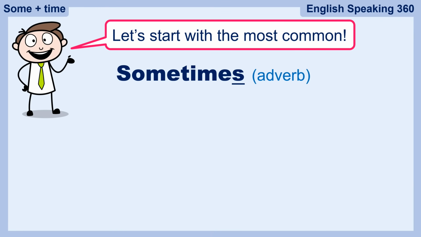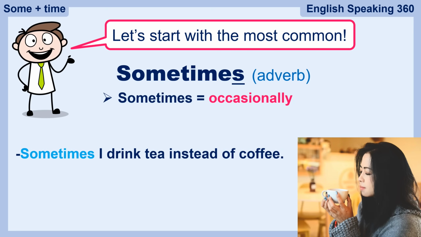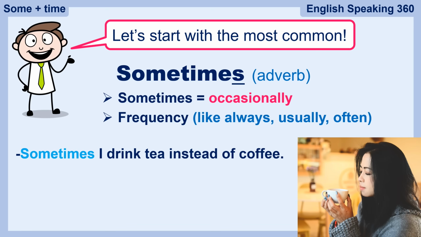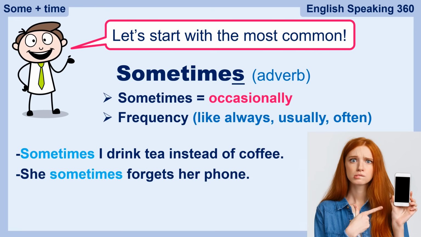Sometimes. Sometimes is an adverb and it means occasionally. For example, sometimes I drink tea instead of coffee. Occasionally, I drink tea instead of coffee. So sometimes shows the frequency like always, usually, or often. She sometimes forgets her phone. She occasionally forgets her phone.